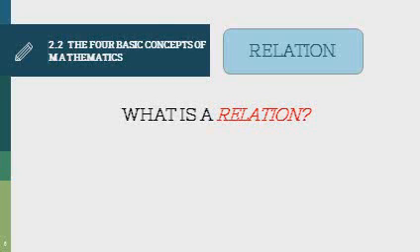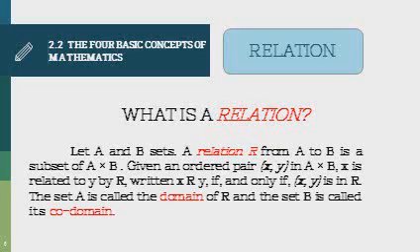What is a relation? Let A and B be sets. A relation R from A to B is a subset of A times B. Given an ordered pair (x, y) in A times B, x is related to y by R, written x R y, if and only if (x, y) is in R. The set A is called the domain of R and the set B is called its codomain. Ayan, sana maintindihan nyo ang relation. Sige, proceed tayo sa next.